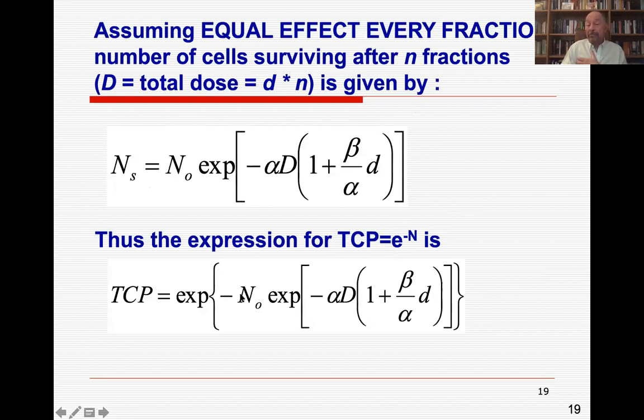Once you have the number of initial clonogens, that's something you have to know. You have to know how many initial cells you have. We have seen, we had to make an assumption also in our simple exercise. And then you only need to know the alpha beta ratio of the tumor. So the number of clonogens, the alpha beta ratio of the tumor, and then depending on your fractionation regime, you will have a different TCP.